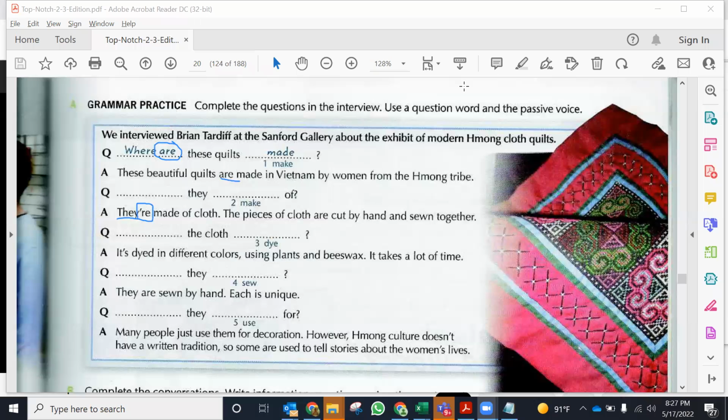Vamos con la penúltima. Esta. Dice they. El verbo es sew. Eso no me dice nada. Tengo que leer la respuesta para entrar en contexto. Entonces, they are sewn by hand. Each is unique. ¿Ok? ¿Qué me está preguntando? What, where, how, which, when. How. How, muy bien. How sería how is, how was, how were, how are. ¿Cuál usamos? Are. How are they?